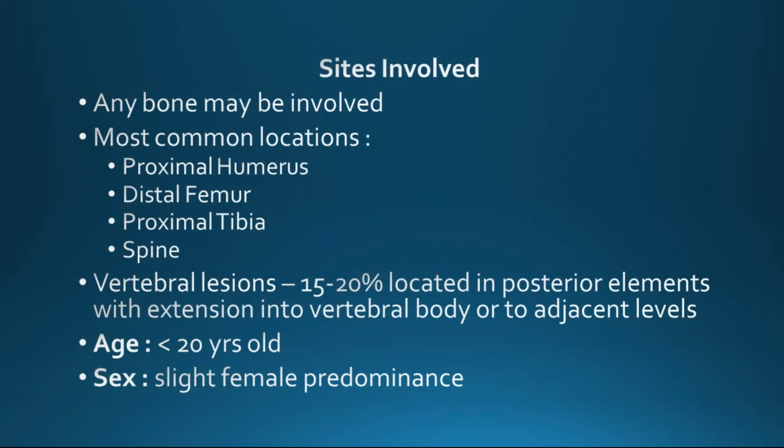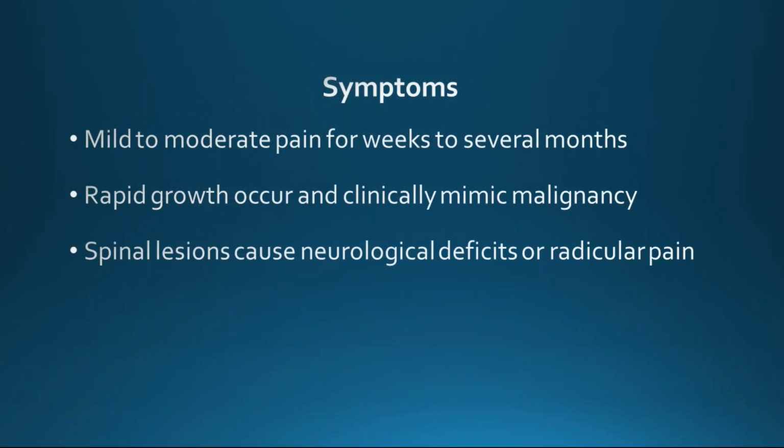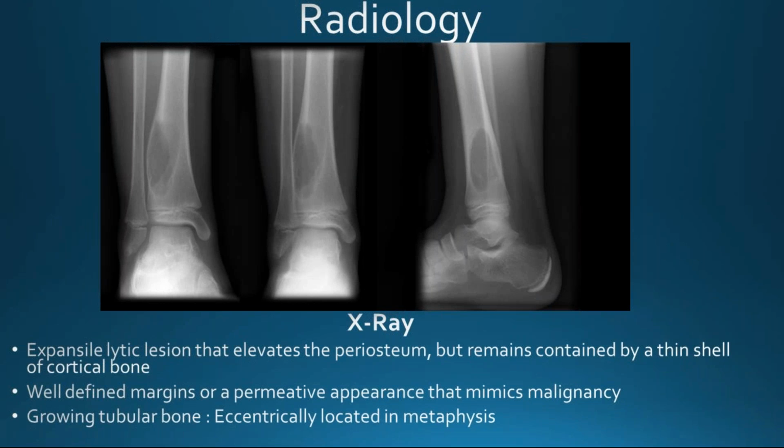Vertebral lesions: 15 to 20% are located in posterior elements, with extension into the vertebral body to adjacent levels. This is more common in less than 20 years, with a female preponderance. Mild to moderate pain. Compared to simple bone cyst, which is asymptomatic, this has a mild pain. Rapid growth and clinically mimics malignancy. Spinal lesions may cause neurological deficits or radicular pain.